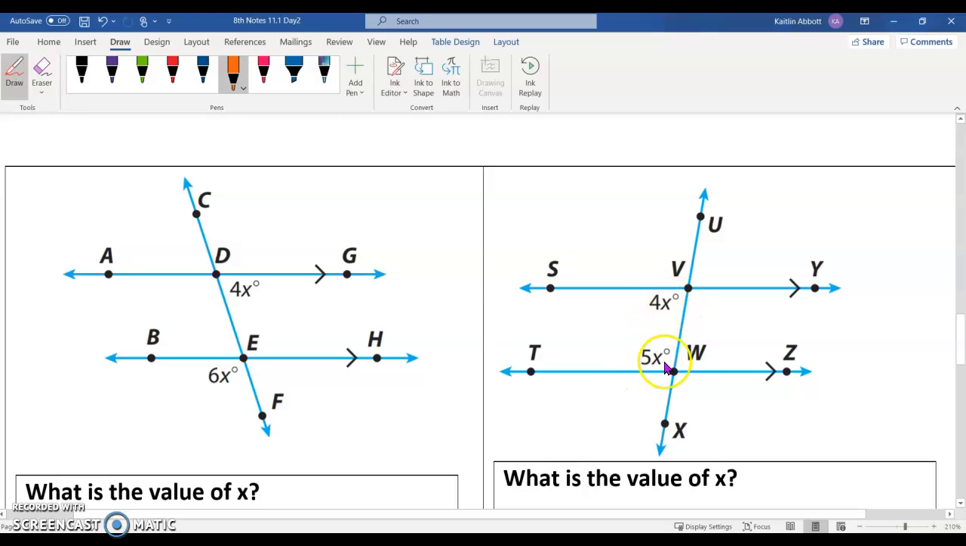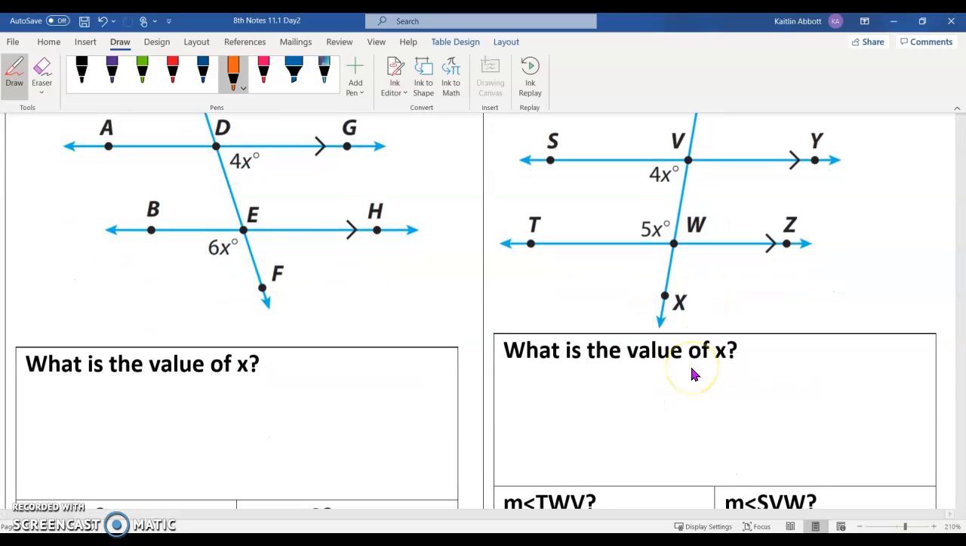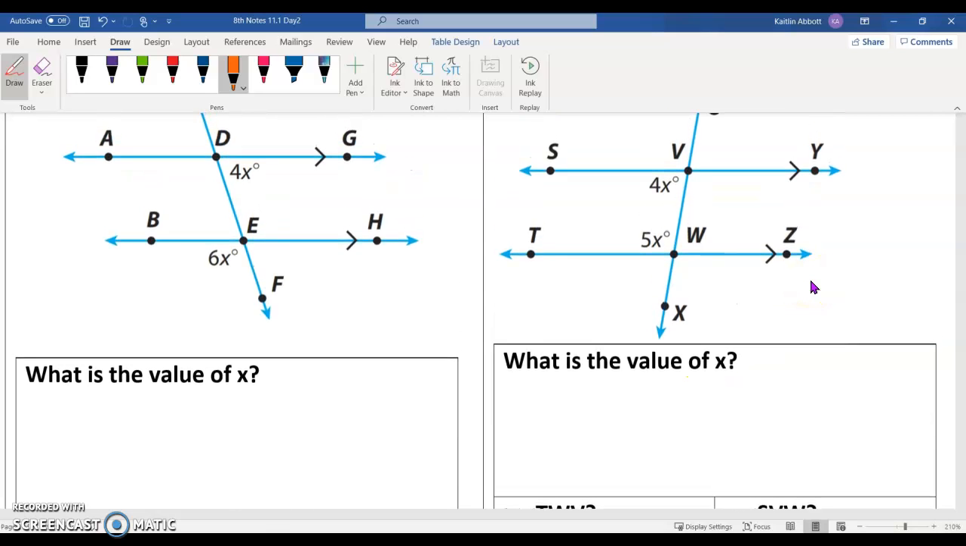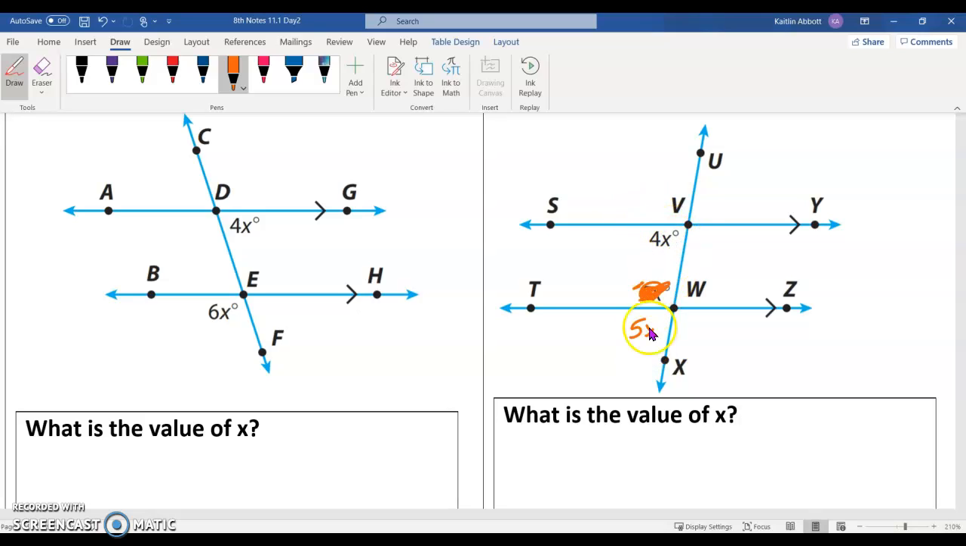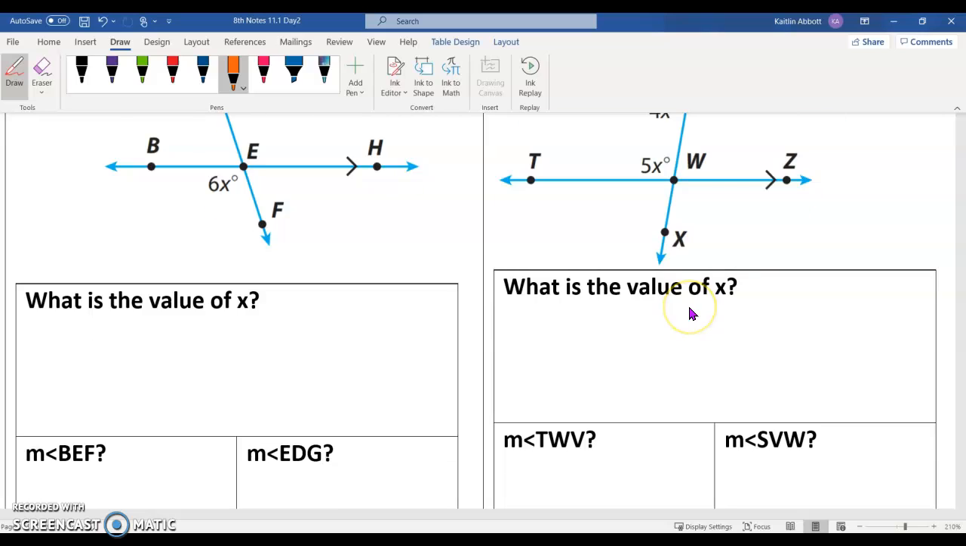All right, so we got 4x and 5x. They are on the same side. They are inside my hamburger, and they are on the same side of the transversal. So we're going to set these up equal to 180. Okay, now if this 5x was over here, they would not be equal to 180 because one is on the inside, one is on the outside. These are called corresponding angles, and these would be equal to each other. So because they are both inside my hamburger, and they are both on the same side of the transversal, they are equal to 180.